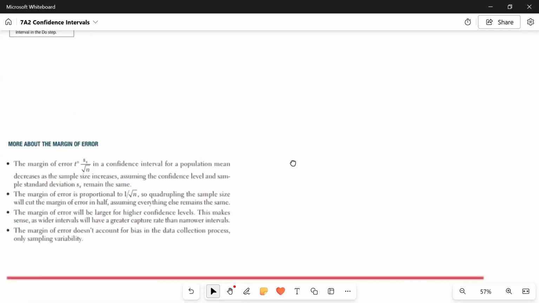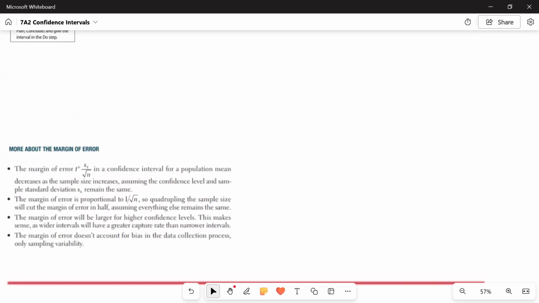And then just a quick nugget about the margin of error. Previously, we learned how different factors affect the margin of error when you calculate a confidence interval for a population proportion. In this context, much the same thing. The margin of error, t star times the standard deviation of the sample over the square root of the sample size, in a confidence interval for a population mean decreases as sample size increases, assuming the confidence level and sample standard deviation remain the same. The margin of error is proportional to 1 over the square root of the sample size.